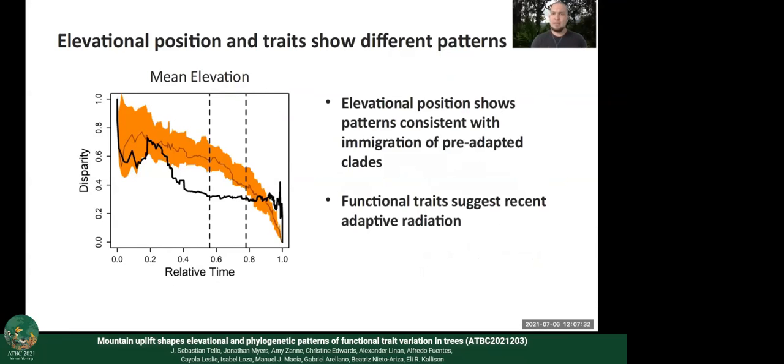So we find that in terms of elevation, the phylogenetic patterns suggest that potentially clades have constrained evolution and potentially reflect the colonization of pre-adapted clades to occupy different elevations. But when we look at functional traits, the results are the opposite, and they suggest more that a lot of the diversification that led to these different functional traits happened after the uplift of the Andes, and potentially occurs within clades. So each clade has a lot of the variation in functional traits. And we're currently working on new analyses and further work that will help us clarify these potentially contrasting results.